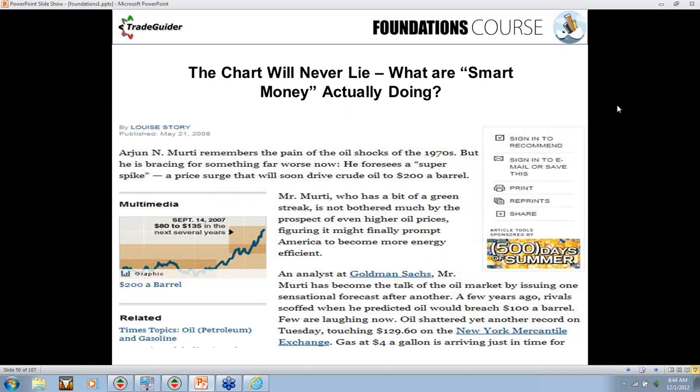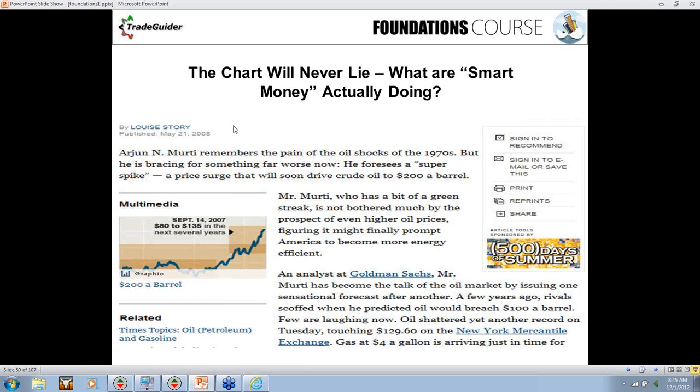The chart will never lie, I say. What is the smart money actually doing on this news? May 21st, 2008. Arjun N. Murthy remembers the pain of the oil shocks of the 1970s. He is bracing for something far worse now. He foresees a super spike, a price surge that will soon drive crude oil to $200 a barrel. Mr. Murthy, who has a bit of a green streak, is not bothered much by the prospect of even higher oil prices, figuring it might finally prompt America to become more energy efficient.